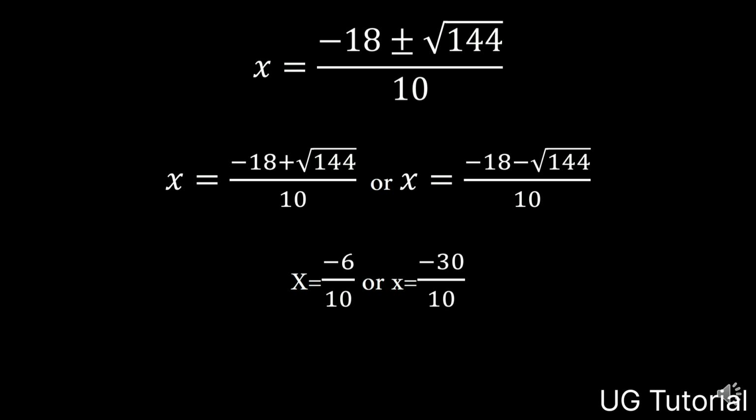If I further simplify it, for that minus 6 over 10, 2 can go into both the numerator and the denominator to give us minus 3 over 5. And for minus 30 over 10, 10 can go into both the numerator and the denominator to give us minus 3. So my x is now equal to minus 3 over 5, or x is equal to minus 3. If you notice, the answer I got using the quadratic formula is also the same as when I used the factorization method.